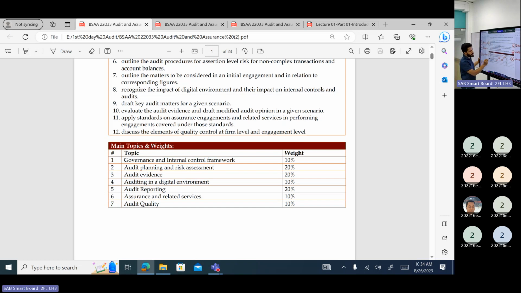What is this? Auditing in a digital environment.